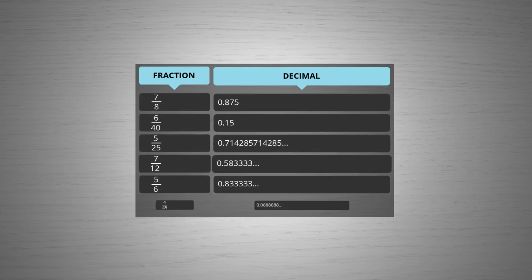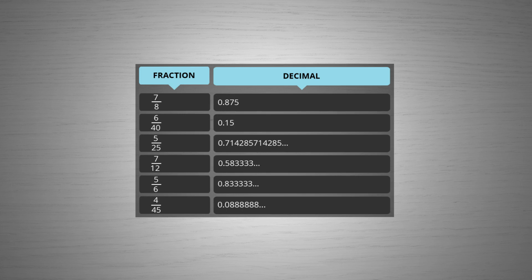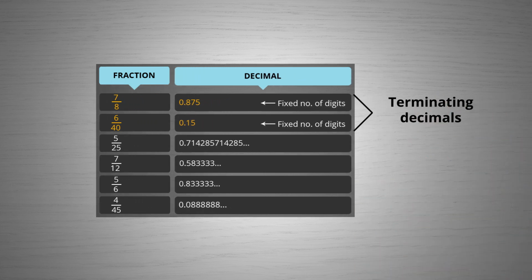In this table, some fractions have been converted into decimals by dividing their numerator by the denominator. Notice that for the fractions 7/8 and 6/40, the number of digits in the decimal is fixed. Such decimals with a finite number of digits after the decimal point are called terminating decimals.